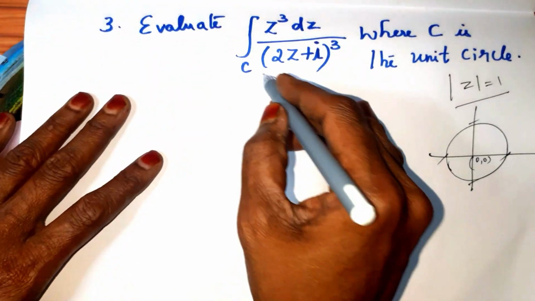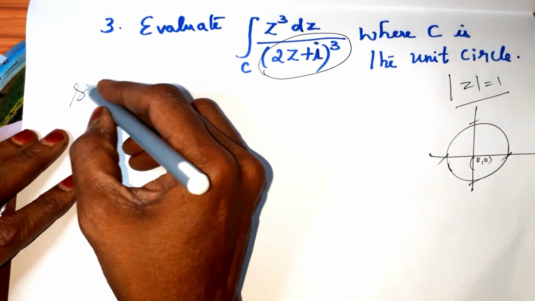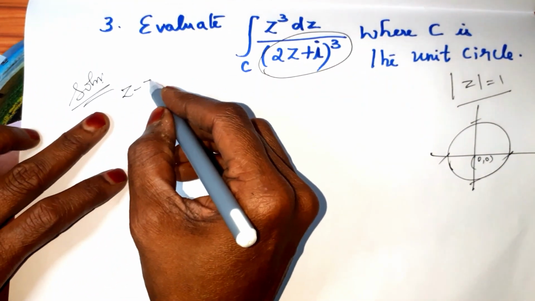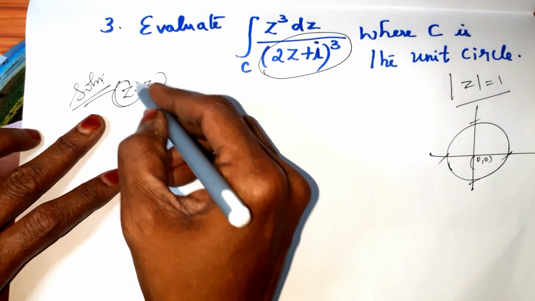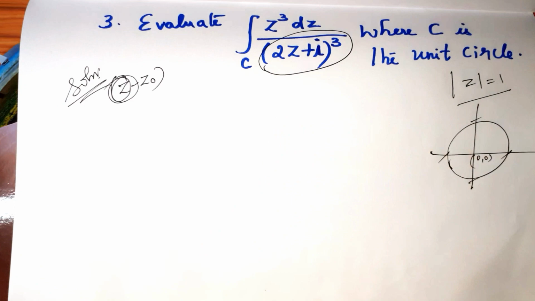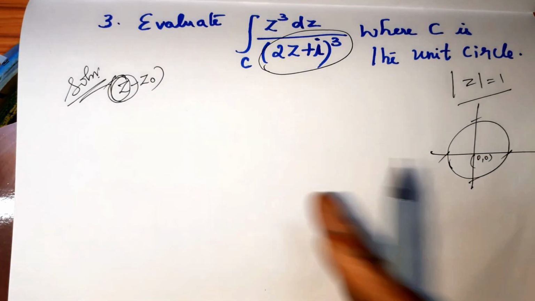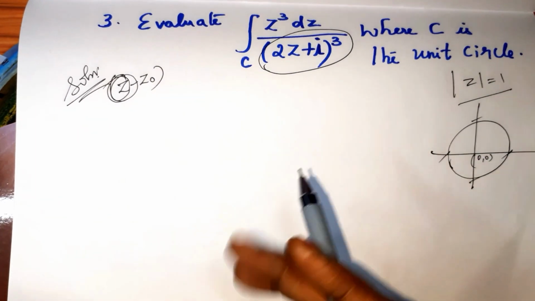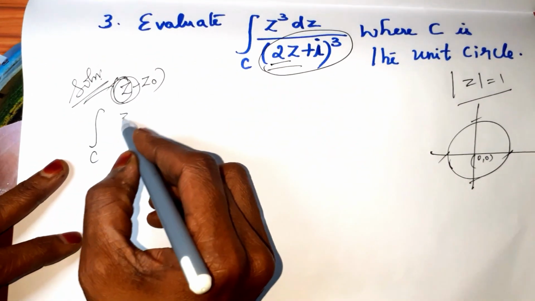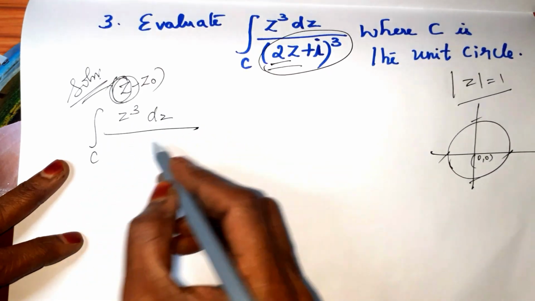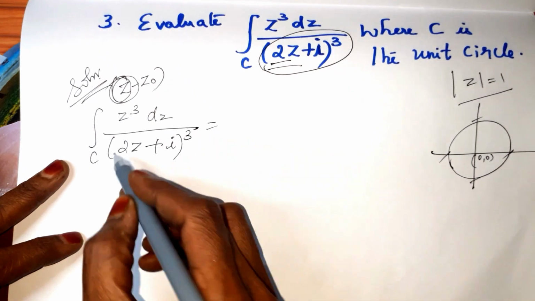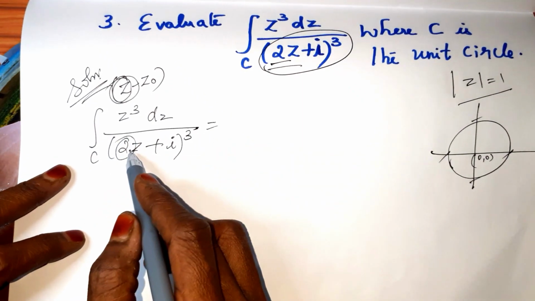But here in the denominator we have a term like this. We are not supposed to have a term like this, that is of the form z minus z naught. The coefficient of z here should be 1, not 2 or any other factor. So we have to change that, and after that we have to do. So the given problem is integral over c z cube dz by 2z plus I the whole power 3. This 2 should not be there, so I'm taking 2 outside.